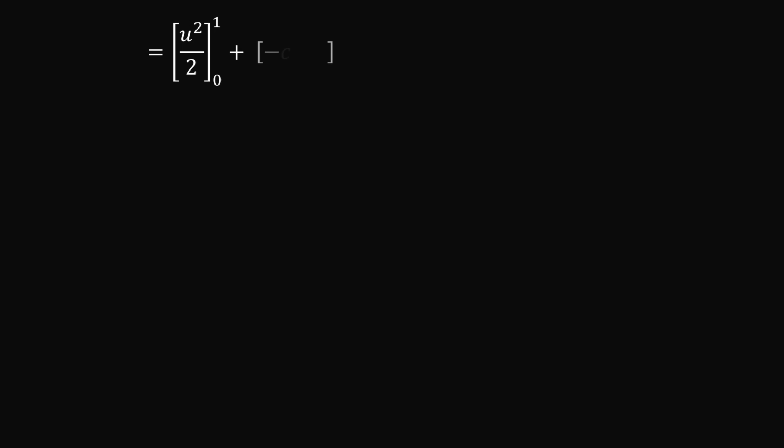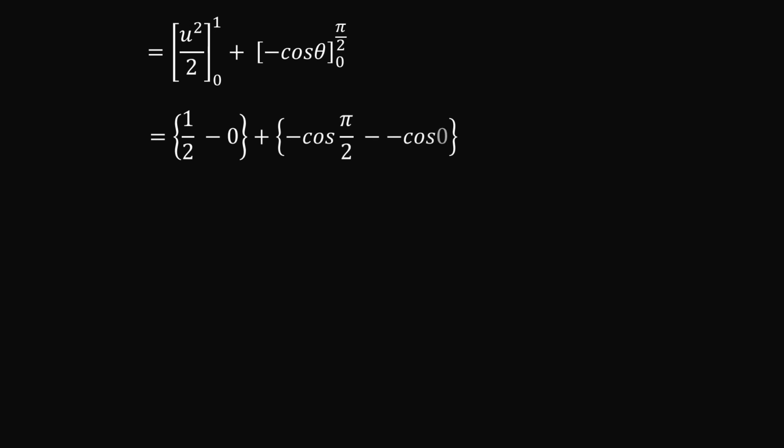Substituting in the upper limit for the first integral gives 1 over 2, because 1 squared over 2 is 1 over 2, minus 0. So a half minus 0. The second integral is negative cos pi over 2 minus negative cos 0. These two negatives result in a positive. Cos of 0 is 1, cos of pi over 2 is 0, and so we have a half plus 1, which results in 3 over 2. And that is our answer.